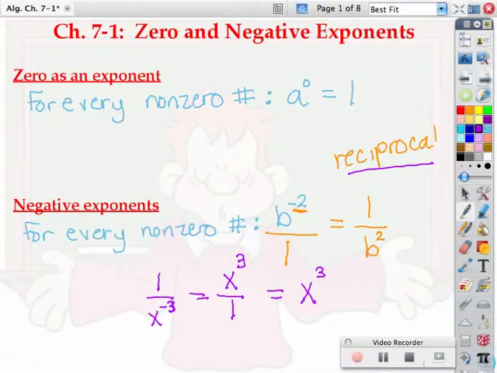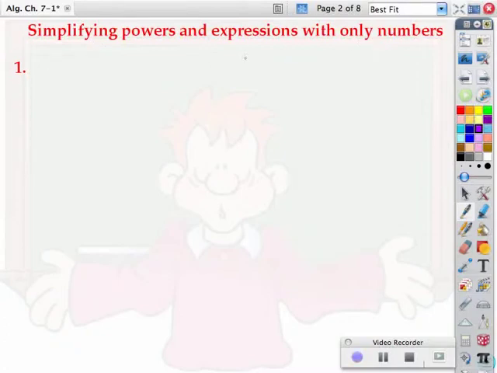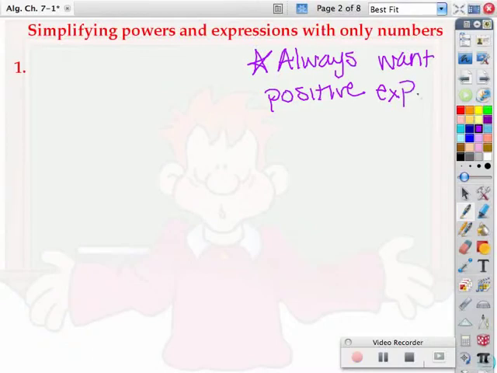We will start with only numbers first. The first thing you want to keep in mind when you are simplifying powers and expressions with numbers, variables, anything, you always want positive exponents. Okay? So you don't want to leave them as negatives ever. So for example, let's say I have 2 to the second times 3 to the negative 1. Okay, so what we have here, 2 to the second power has a positive exponent. So we just multiply that out. Remember that 2 to the second means 2 times 2. So we get 4. And then we'll just bring down the 3 to the negative first.